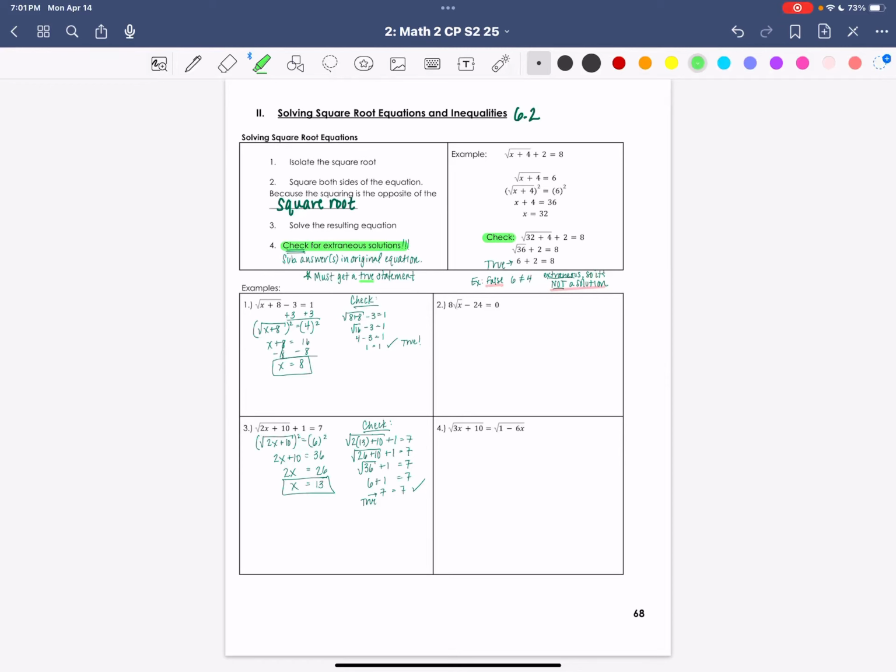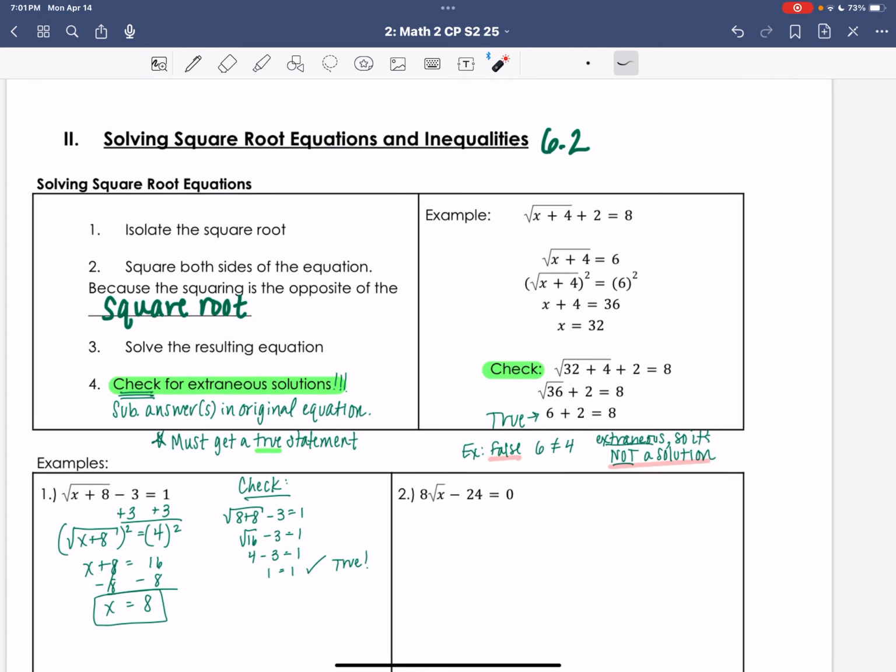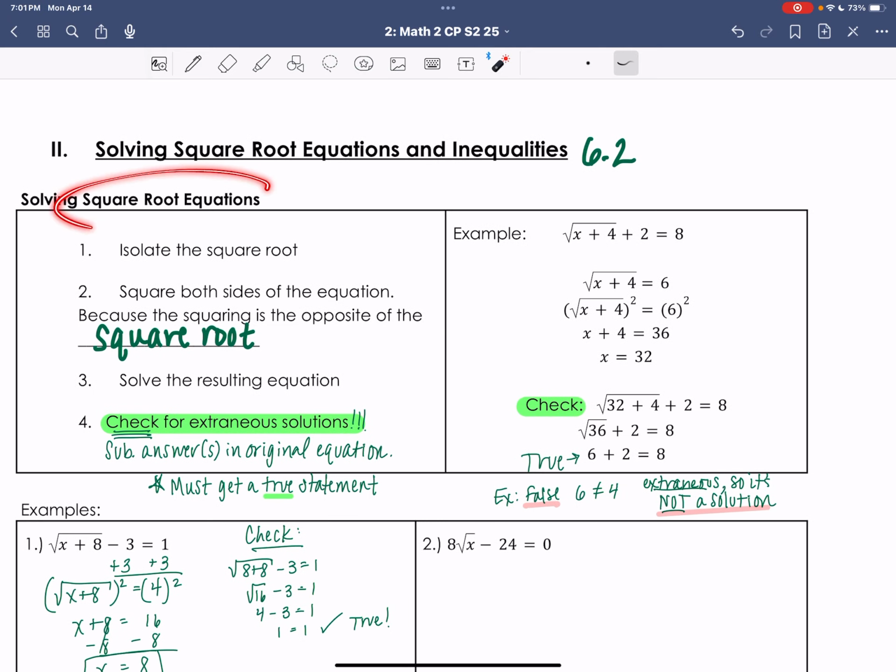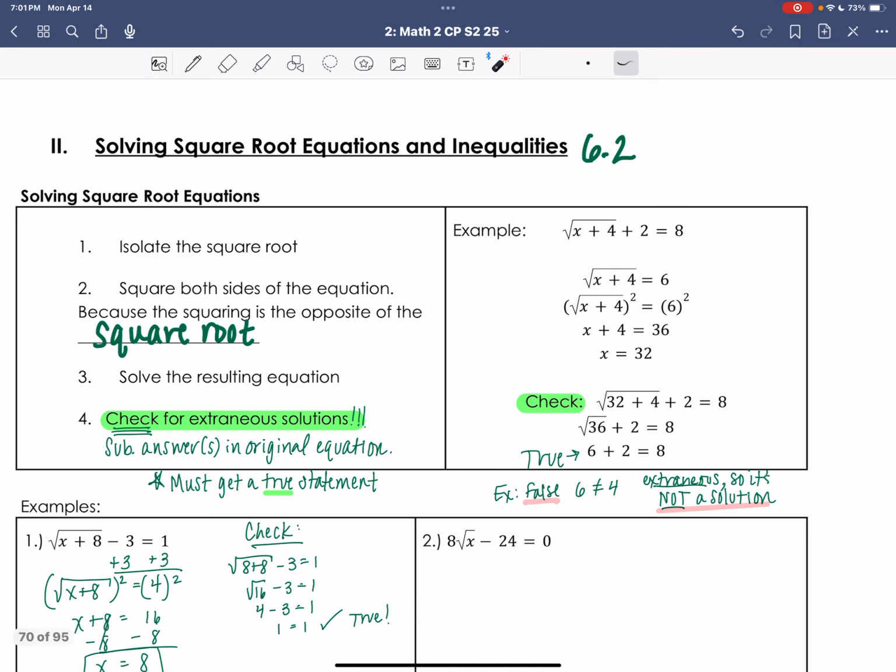All right, today we're going to be talking about solving square root equations and inequalities. So let's first start with solving square root equations. The first thing you want to do is to isolate the square root. So we want to get the square root all by itself on this side, and we want to move everything else to the other side.